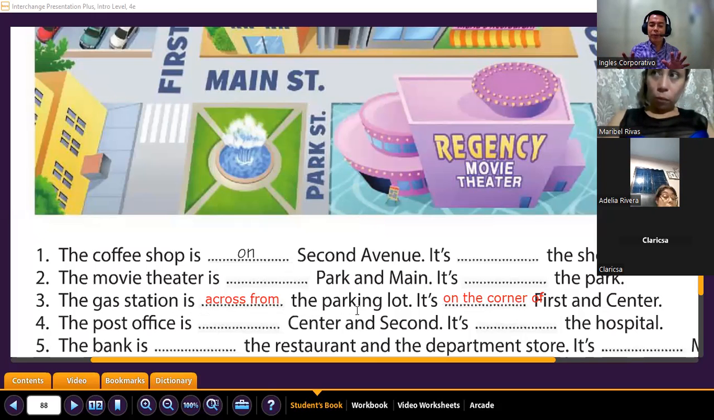Hasta ahí, Clarissa. ¿Podemos silenciar un ratito el micrófono, Clarissa? Sí, okay. Thank you, Clarissa. Okay, now, repeat, everybody. It's on the corner of First and Center. Good. Any question? ¿Preguntas? Pregunten.